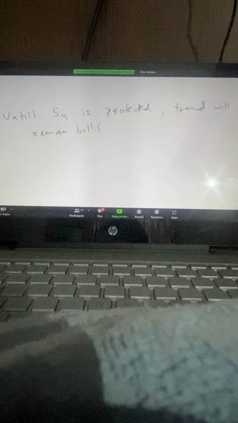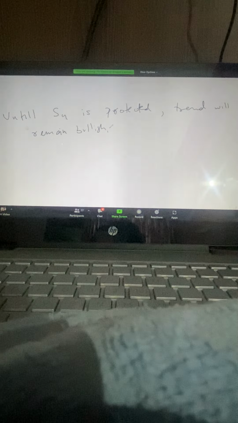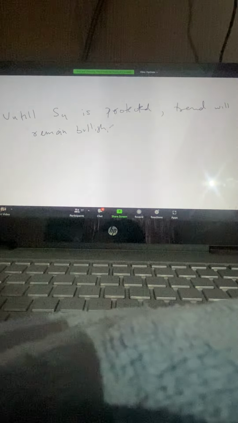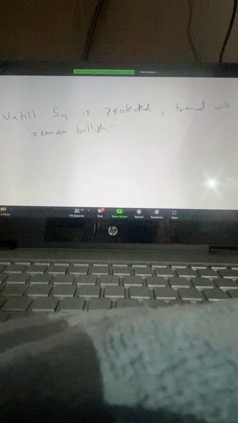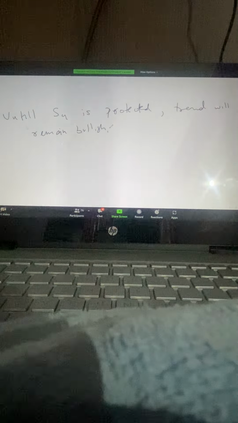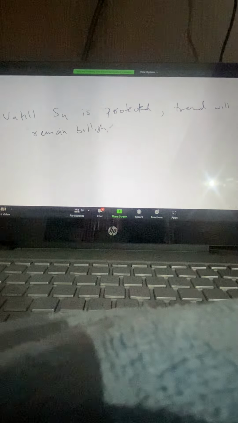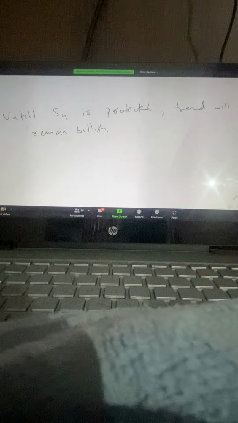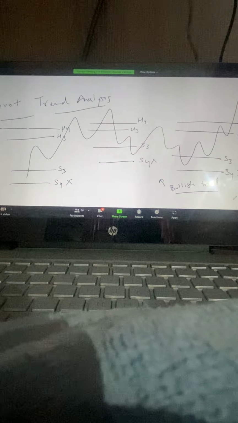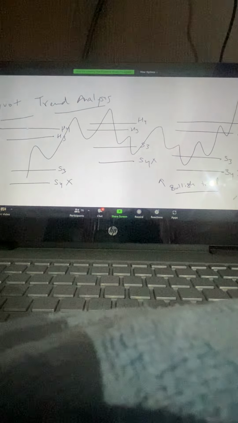Why? What was the thing that I told you on Friday? That S4 is the last line of defense for the buyers. Okay. So until the last line of defense is still intact, you cannot say downtrend has started. Okay. See, now here purposely I drew the diagram like this. See, in this diagram, you can see lower lows, lower highs as well. Correct? But still you will say that the trend is bullish.